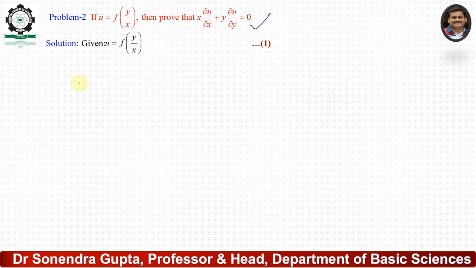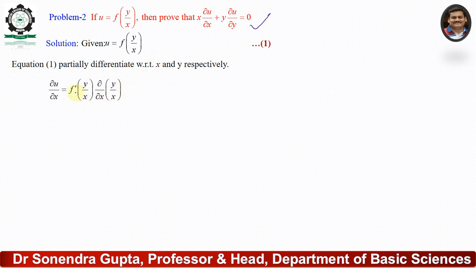Now we can differentiate with respect to x and y respectively. First of all, differentiate with respect to x, then we get f dash of y upon x times del upon del x of y upon x. And now what is the value of the derivative of y upon x with respect to x? It is 1 upon x, that means minus y upon x square. Now say this equation number 2.